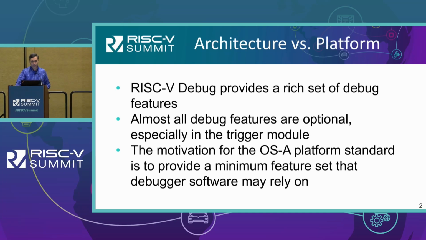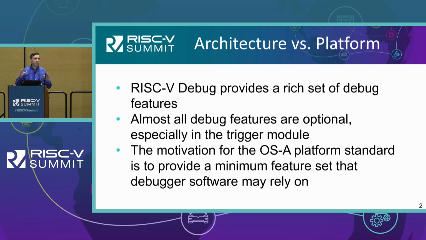So what do we do about that? Well, the solution is to have a standard subset of debug features defined in a platform standard, and that's what the OSA platform provides. Of course, implementations can go above and beyond this minimum set of features and provide some of the additional features that the architecture allows, but at least there's a common subset that debuggers can work towards.